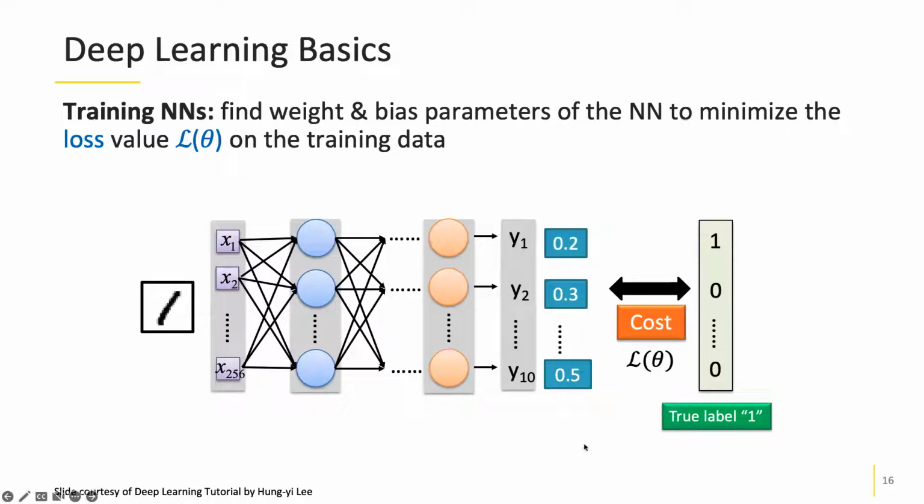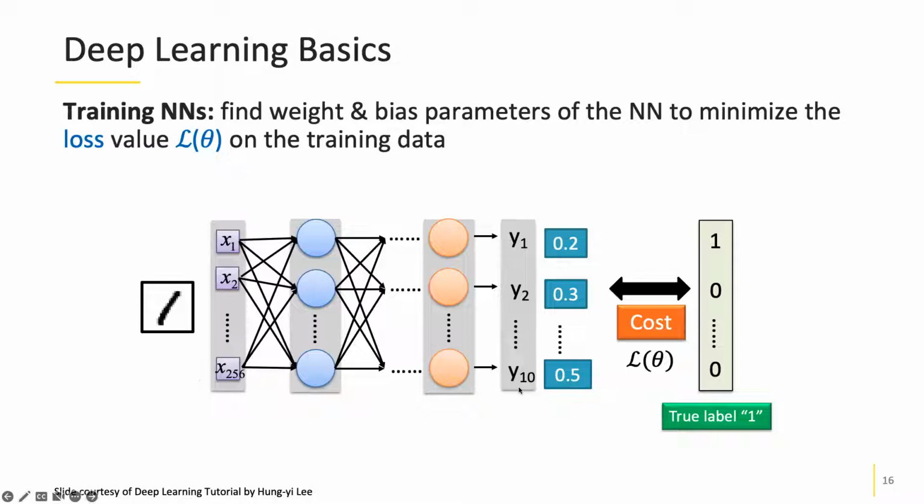Here I'm visualizing the forward pass process in a neural network. Given the input image, this is vectorized as a 256 dimension vector and fed as the input to the neural network. As the output, we get the prediction of 10 elements, which corresponds to the probabilities of each class.